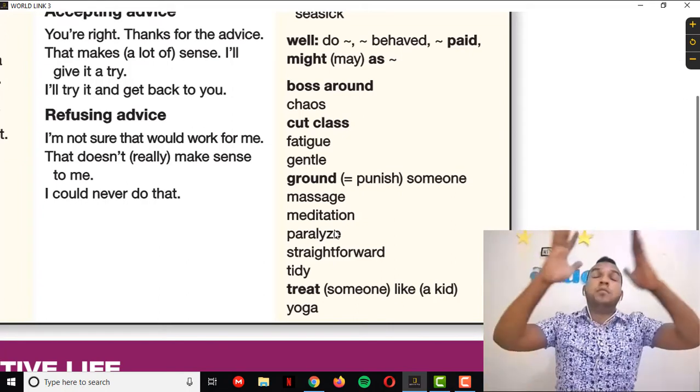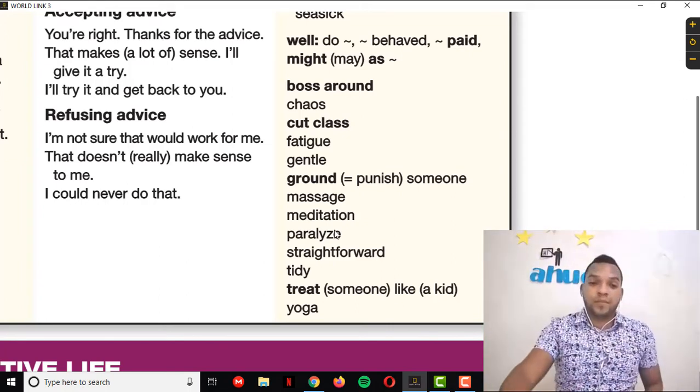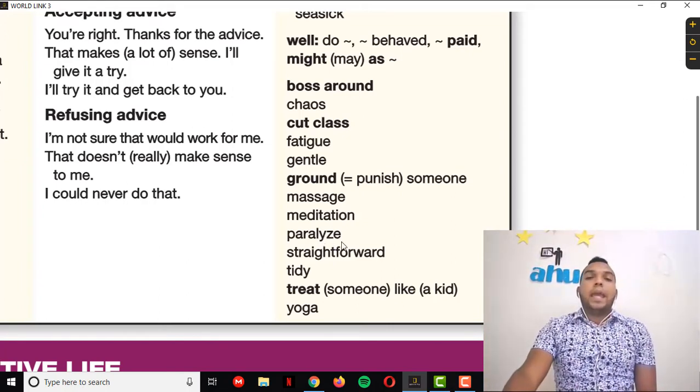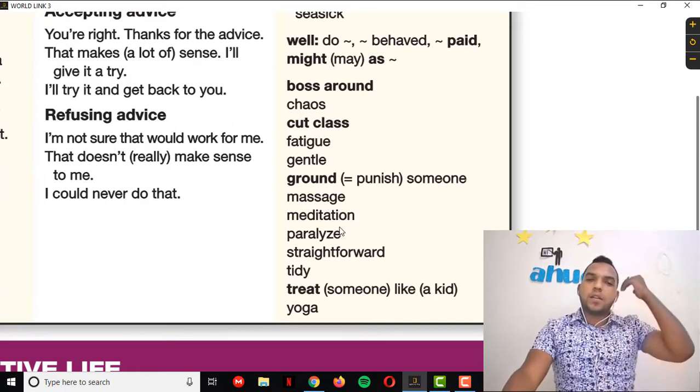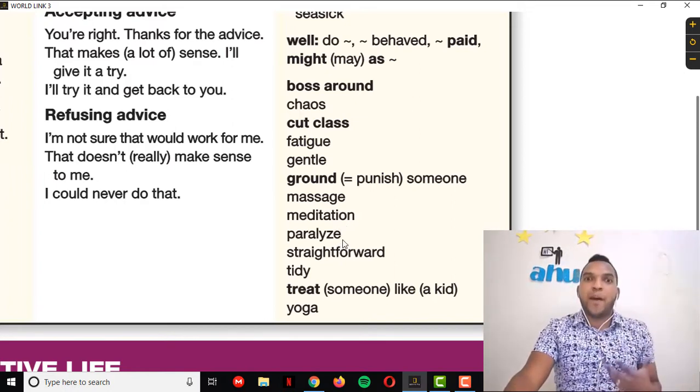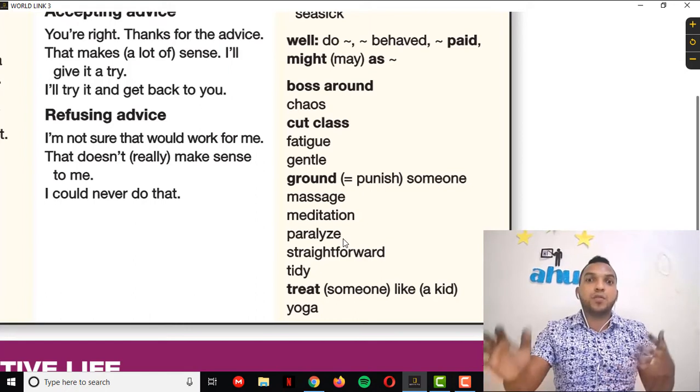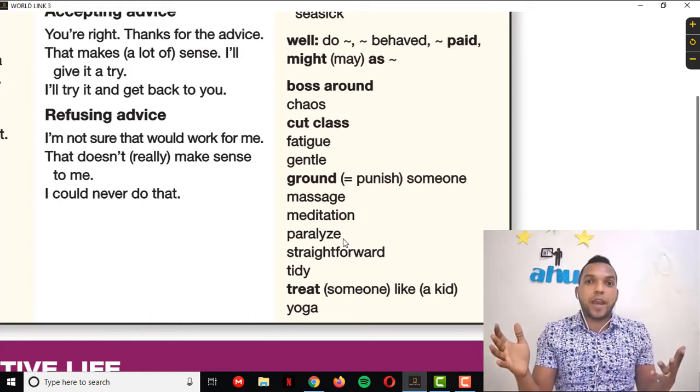Meditation, right? Something that relaxes your mind. Paralyzed is similar to frozen, right? You stay like, oh my goodness.